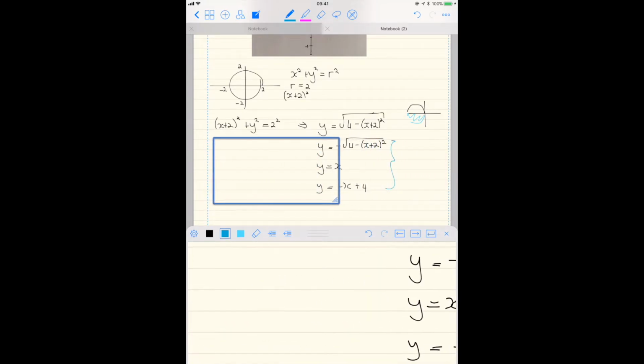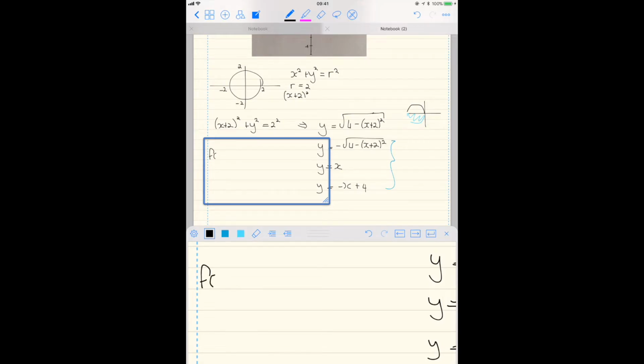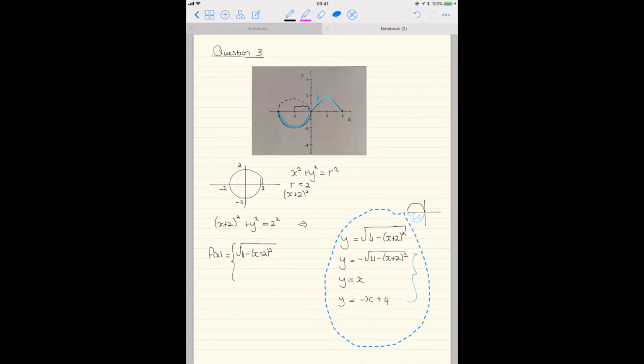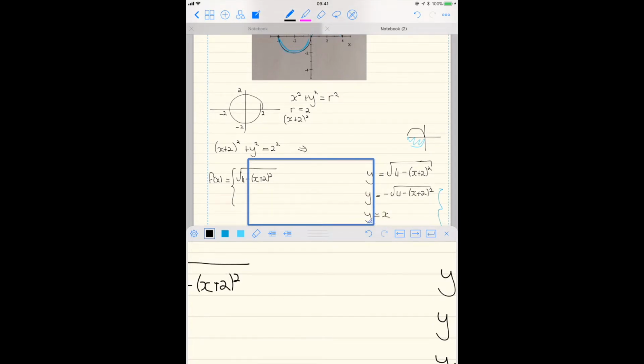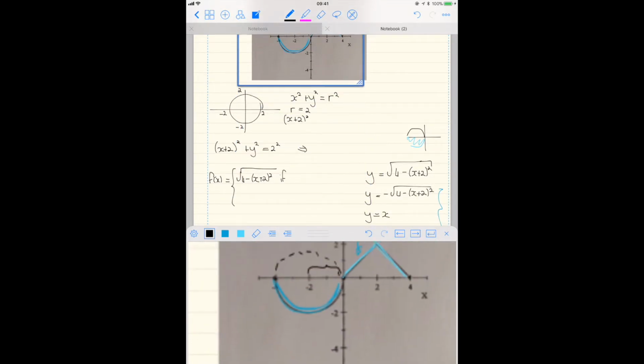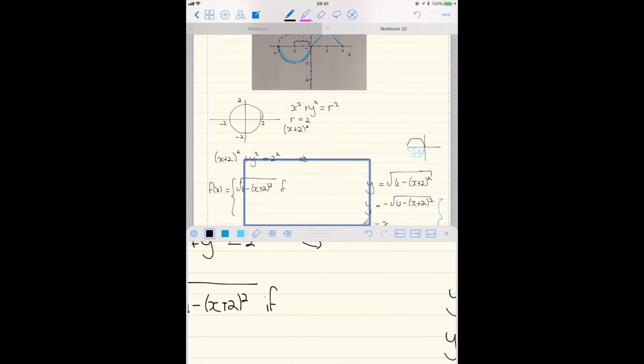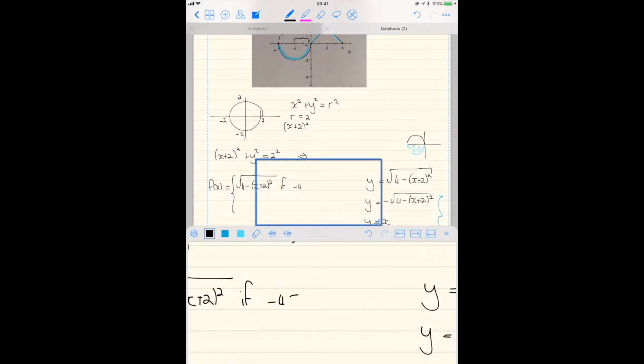So now we're just going to write f(x). f(x) is equal to minus the square root of 4 minus (x plus 2) squared. Let's move that to the side. If now x is between -4 and 0, and you see they're both included because of the coloured in dots. So -4 is smaller or equal to x, which is smaller or equal to 0.